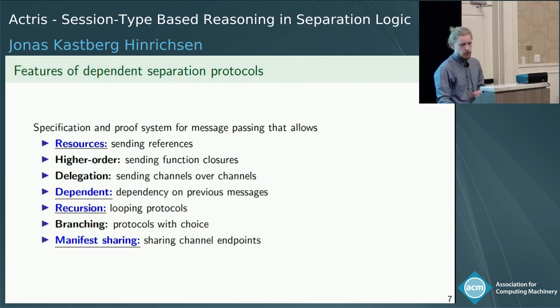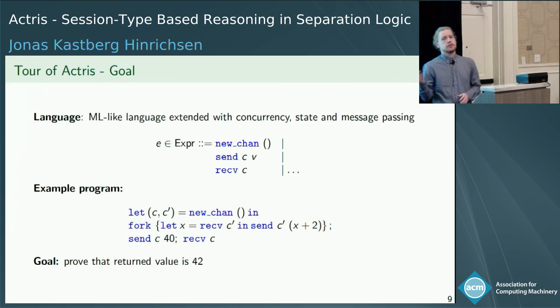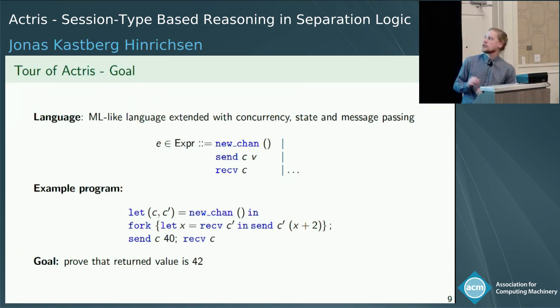Okay, so to give you an idea of what Actris actually is and how we use it, I'm just going to do a tour. The language that we consider is an ML-like language that is extended with concurrency, state, and message passing. Again, the message passing primitives are as previously explained. The example program is the program from the very first slide, and the goal is then to prove that this in fact terminates, that this in fact results in the value 42.